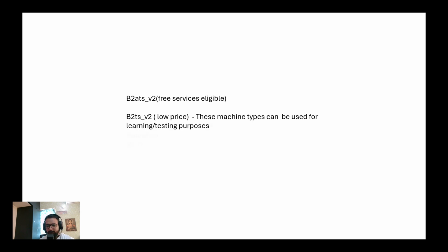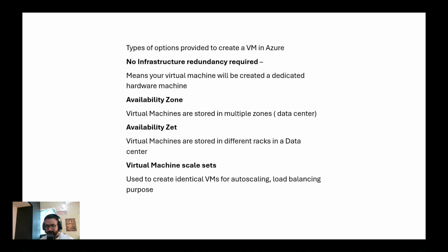If you are going to use the Azure portal and you are not sure what type of instance to use, then you can use these two types of instances. One is B2ats v2, the free services eligible one. Whereas the low price one is B2ts v2. These machine types can be used for learning and testing purposes.